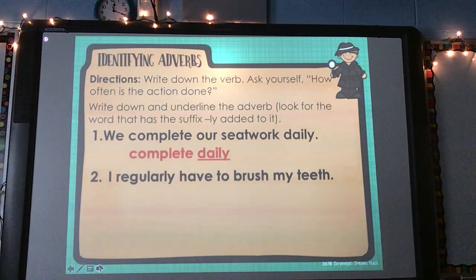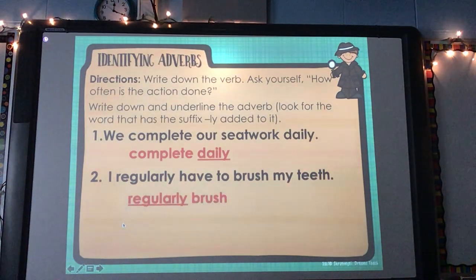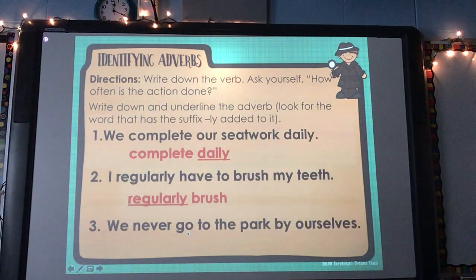All right. Number 2 in your language notebook. I regularly have to brush my teeth. Ladies and gentlemen, I hope this is true for us. Morning and night, not just once a day. Write down number 2, your adverb. Brush. How often do they brush? Regularly. I feel like they should change that to twice a day.